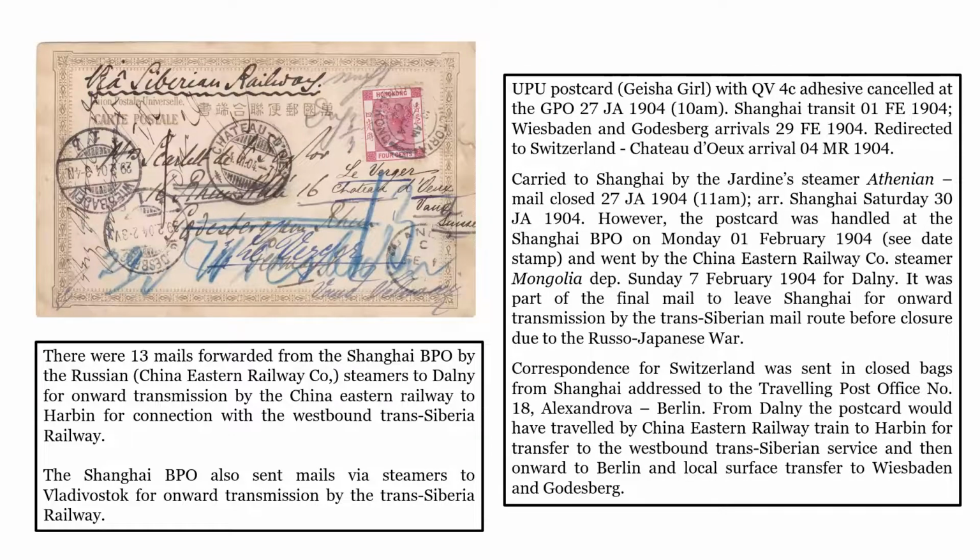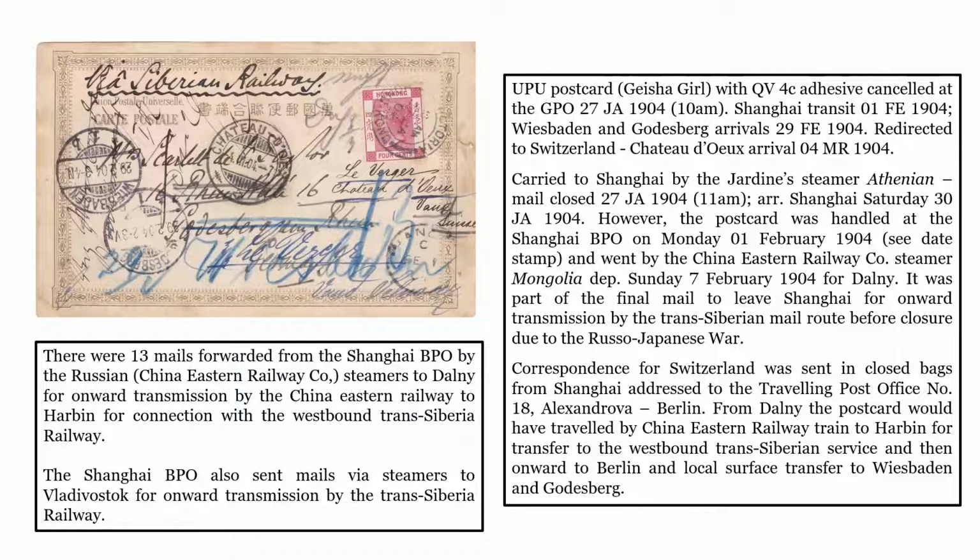And it has Shanghai Transit. And it was redirected from Germany through to Switzerland, arrived there on the 4th of March. And this was carried by a Jardine steamer, Athenian. It arrived on a Saturday, but in fact, the Shanghai British Post Office only handled it on the Monday. So it missed one of the steamers that departed on the Sunday.